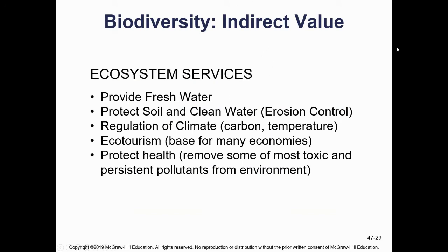So some other indirect values: providing fresh water through the hydrologic cycle, protect soil and clean water through erosion control. So plants, vegetation prevent runoff that carries soil and toxic chemicals and pollutants when it rains from running right into the water and polluting the water, sediment from clouding up the water. So erosion control that protects clean water.